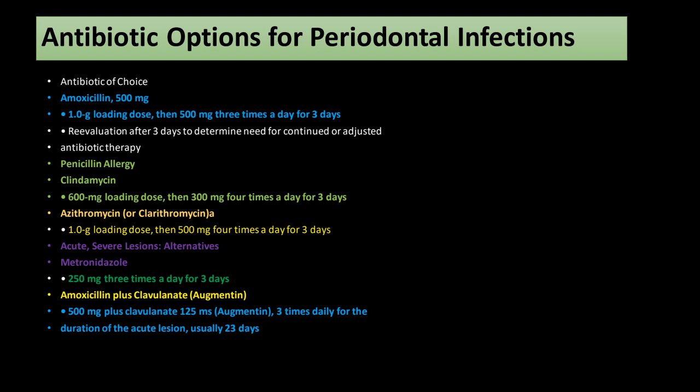The standard antibiotic which is prescribed for all periodontal infections is of course amoxicillin. Okay, this is the loading dose. 1 gram is a loading dose followed by 500 mg of amoxicillin 3 times a day for 3 days. Again, reevaluation to determine the need of adjustment or continuing or discontinuing of the antibiotic therapy.